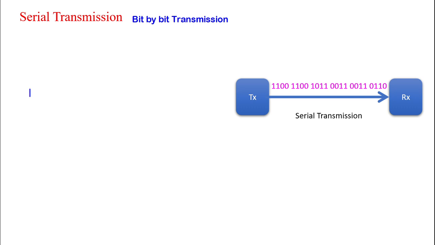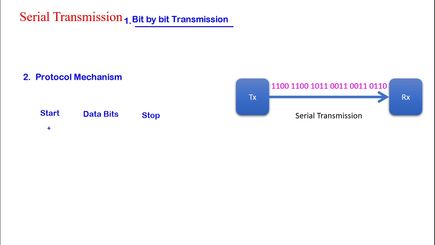In serial transmission, the first point is the bit by bit transmission. The second point is that there will be a protocol mechanism, and in this protocol mechanism, there are some conditions. We will have a start condition, then after start the data bits, and then the stop condition. If you want to transmit data serially, we have to follow three different conditions: one is called start condition, second is data bits, and third is a stop bit. These three are very important in transmitting data.